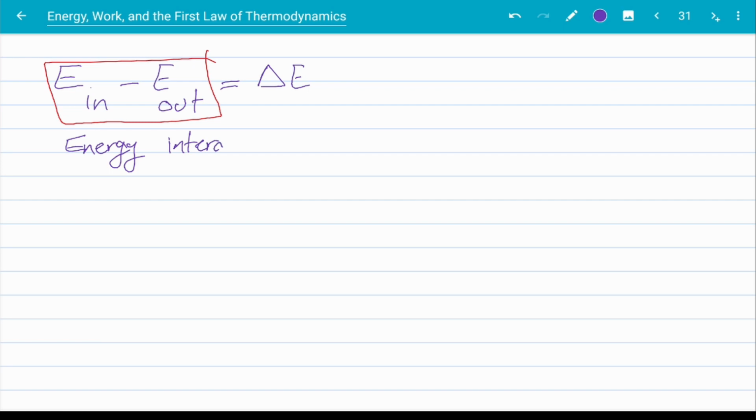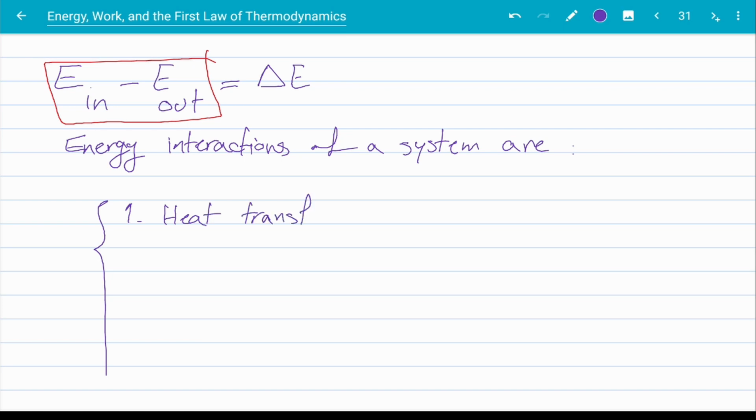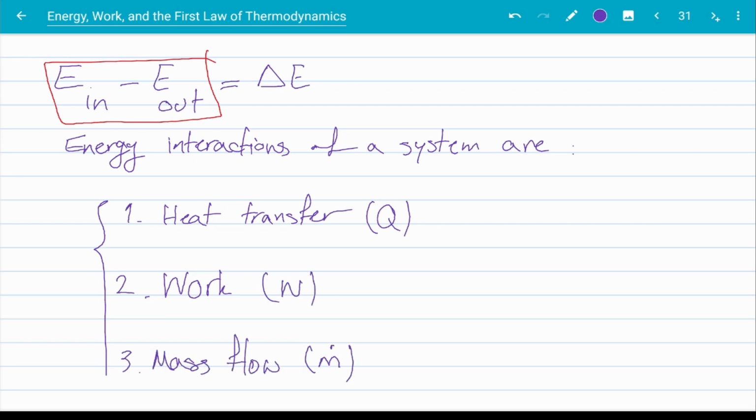Let's focus on the energy entering and exiting a system. Energy can interact with a system in three ways. First is the heat transfer. Second is through work. And third is through mass flow. Work and heat are common for both systems and control volumes, but mass flow is exclusive to control volumes.